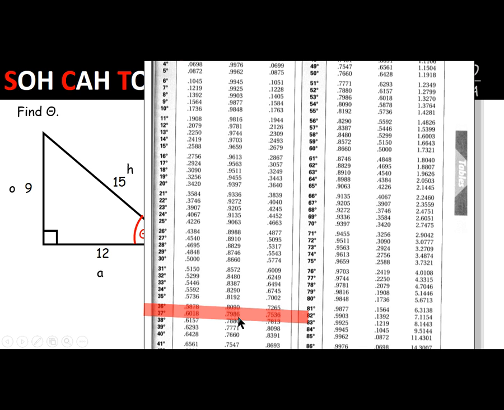It says the cosine is 0.79. We had 0.8. And the tangent's 0.7536. We had just 0.75. So it's really close to 37, but that's not exactly right.